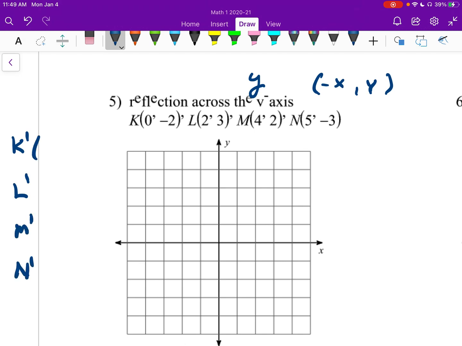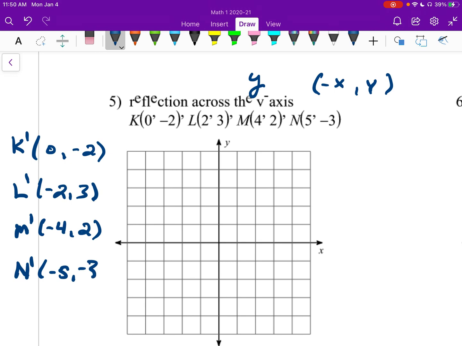So K prime, my 0, I plug in and I have, well, negative 0, which is just going to be 0, and then negative 2. For L prime, I'm going to have a negative 2, 3, right? All I'm doing is I'm switching the sign of the x. M would be negative 4, 2, and N would be negative 5, negative 3.